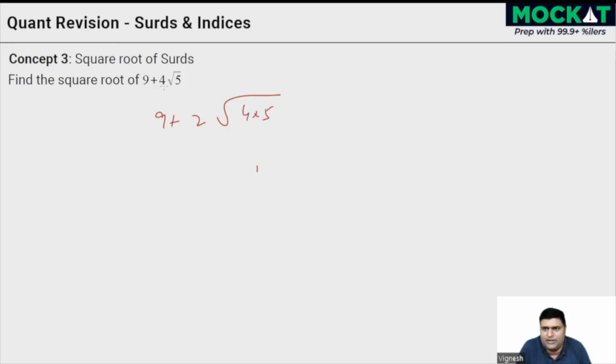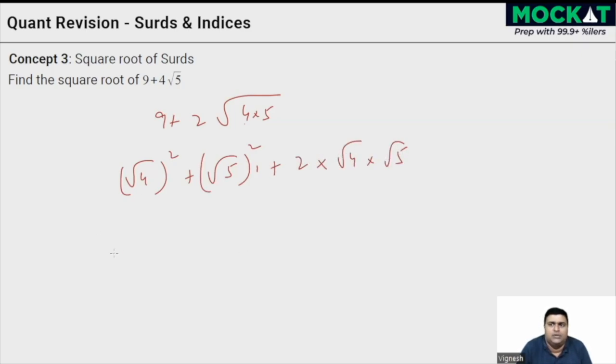Which comes to 20, because one of the 2's I have to send inside. The other 2 I keep over here, because I'm trying to write it in the a plus b whole square format: a square plus b square plus 2ab. Now 4 fives are 20. 9 over here can be written as root 4 whole square plus root 5 whole square plus 2 into root 4 into root 5. That's it.